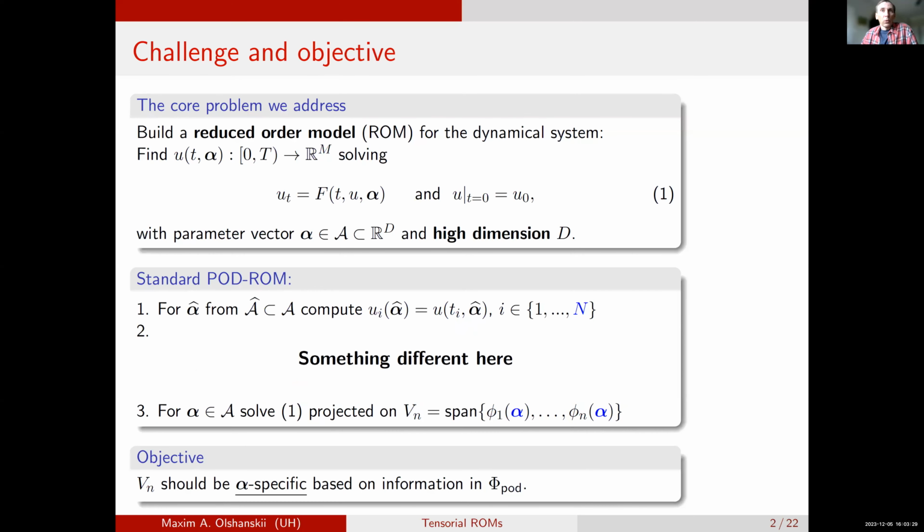We are trying to do this using tensor techniques. Our goal is to have a parameter-specific ROM space to project the system for any incoming parameter, out of sample, not necessarily in sample. Then we project our system on this space and do the usual stuff. So clearly we need to do something different here instead of standard POD.